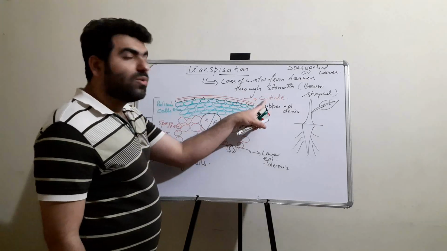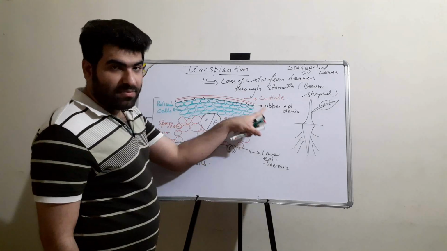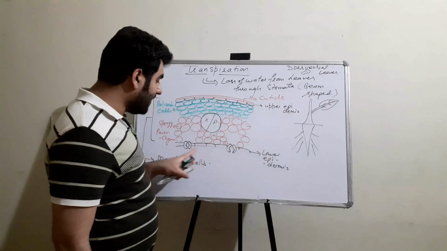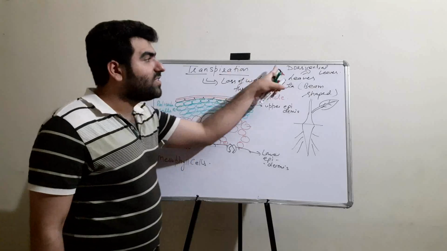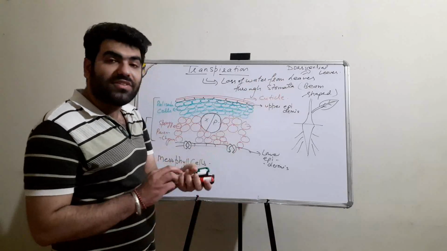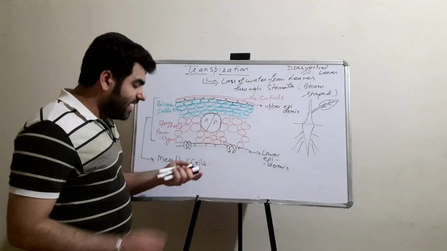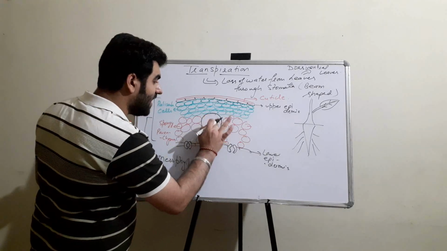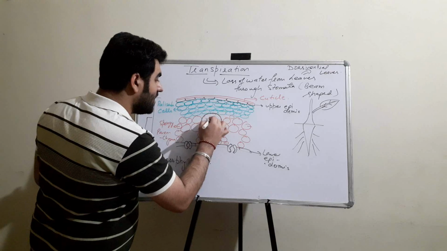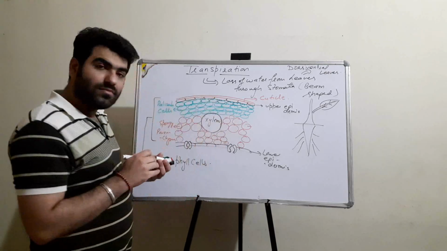The upper layer is the cuticle, a waxy coating. The upper epidermis does not have stomatas. The lower epidermis has the stomatas. Stomatas are bean shaped. The leaf is the dorsiventral leaf and it is of the dicot plant. Alright, so here we will just talk about the xylem. Let us talk of only the xylem here.